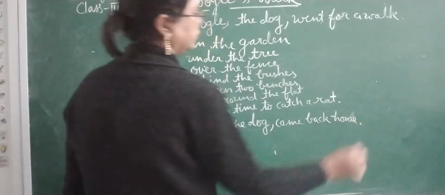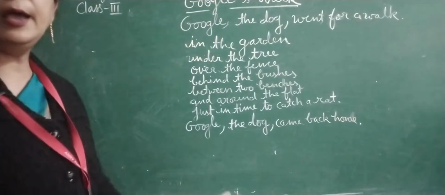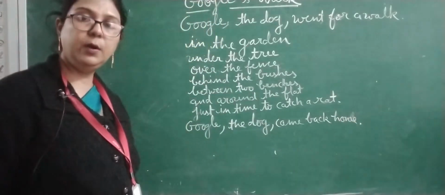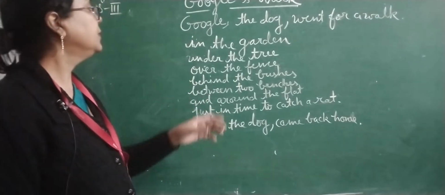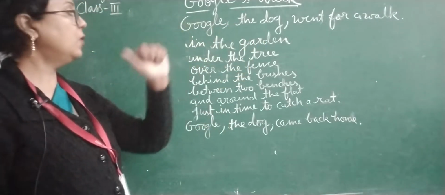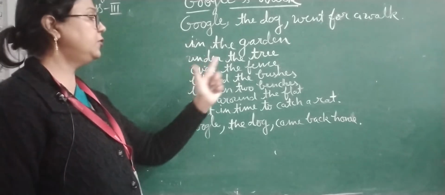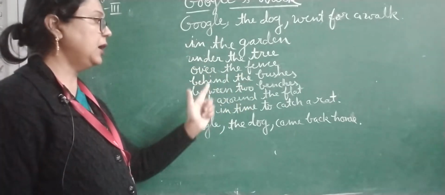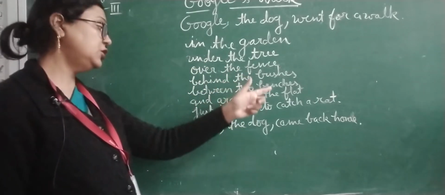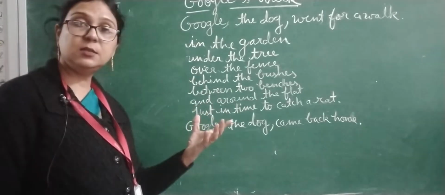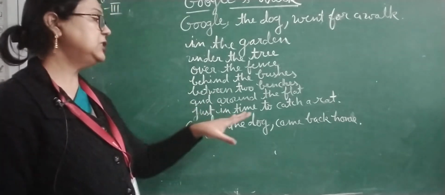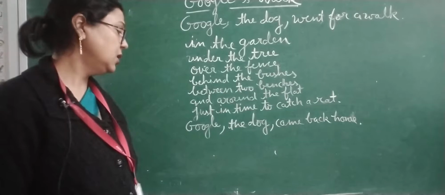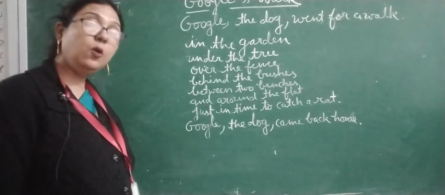Came back home, children. Okay, now I have written this poem on the board. Now we will recite this. Google the dog went for a walk in the garden, under the tree, over the fence, behind the bushes, between two benches, and around the flat. Just in time to catch a rat. Google the dog came back home.